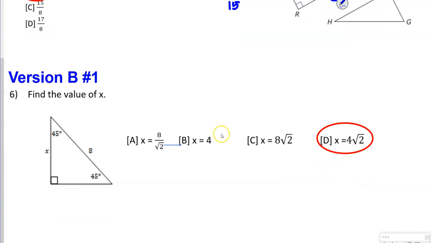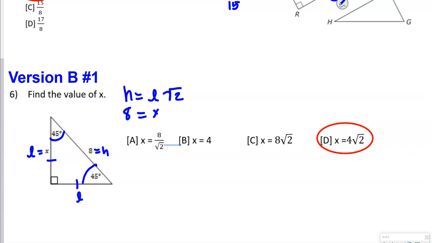So this next one, number 6, is a 45, 45, 90, right? So these angles are congruent. That means these sides are congruent. That means this is our L, and this is our L, and this is our H, right? We only have one formula for a 45, 45, 90. It's H is equal to L square root of 2. So we're going to put that H in the problem. So that's going to be 8 equals X square root of 2.